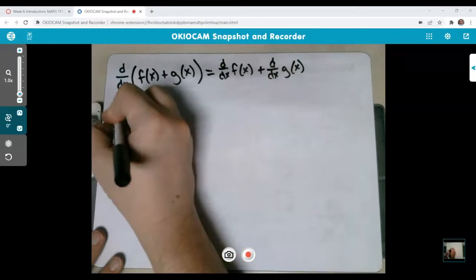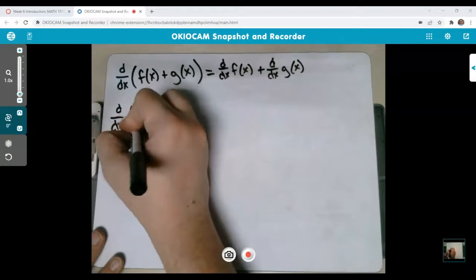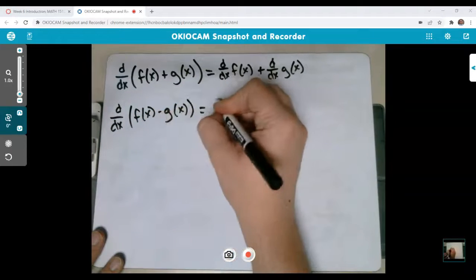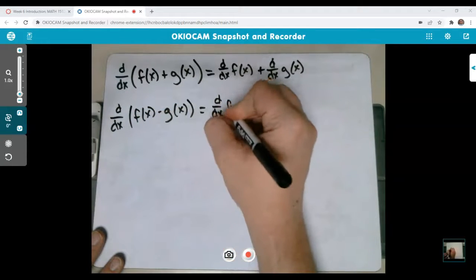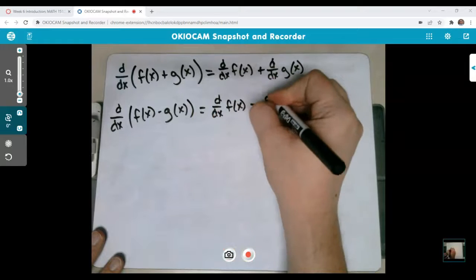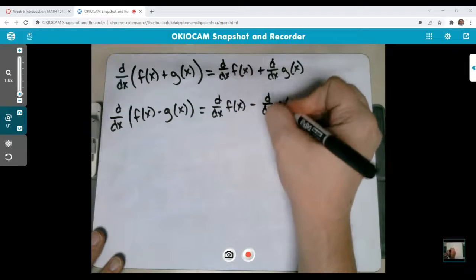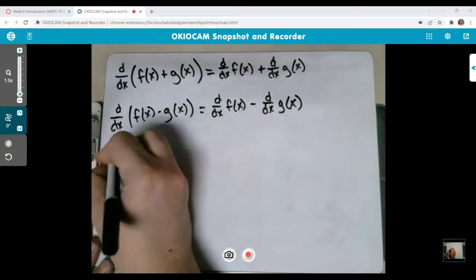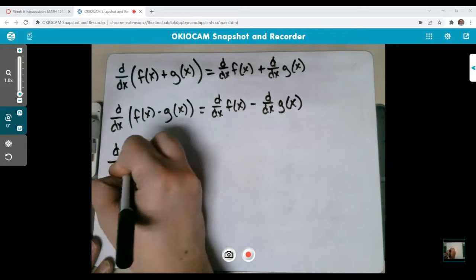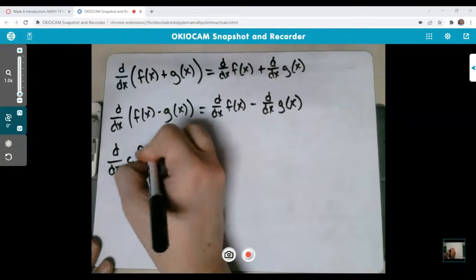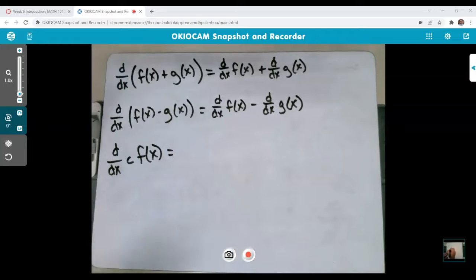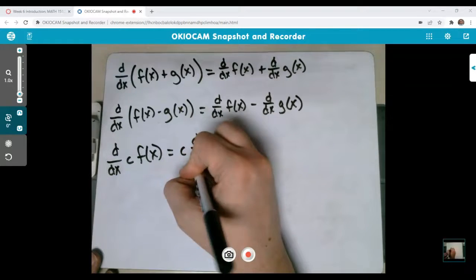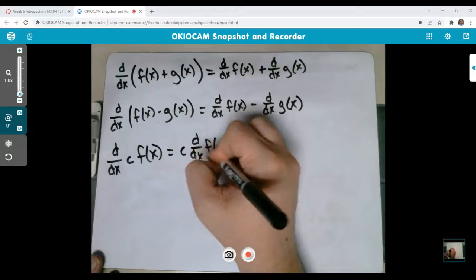Same thing if I am subtracting them. So f of x minus g of x. I can just do each one and then subtract them. So that's going to help us out. It also works where if I'm multiplying by a constant, so if I'm saying a constant times f of x, I can just bring my constant out to the front and multiply it by the derivative of f of x.